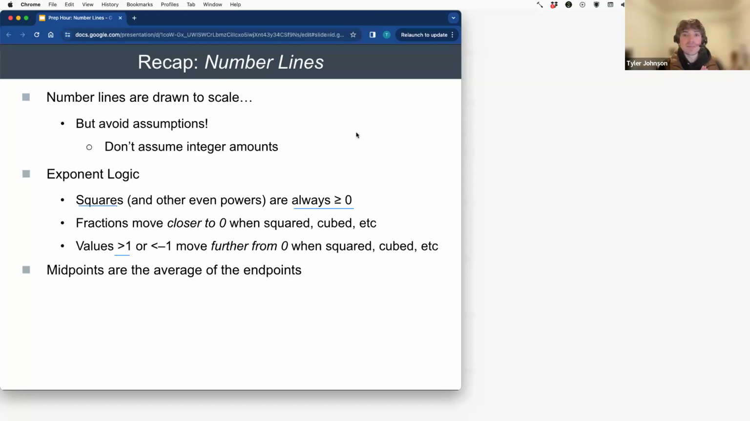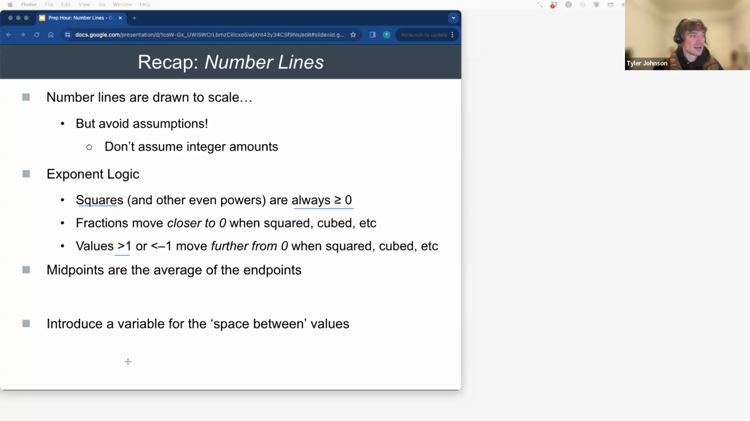Additionally, don't forget the rule for midpoints. You really just take the average of the endpoints. That's the simplest way to calculate that. And finally, the big move I'm a fan of here, it's introducing a variable and having that represent the space between values on the number line. So that's what I was calling n throughout this lesson, and that can really open the door on a lot of these problems.